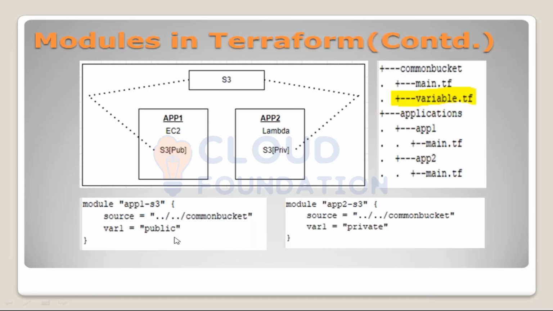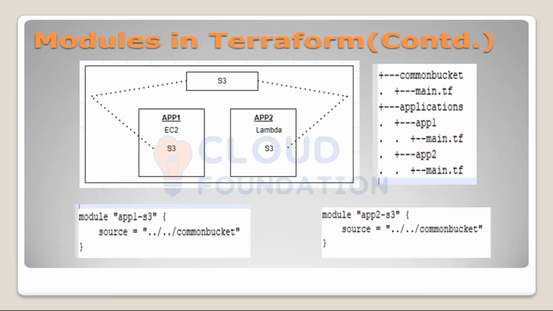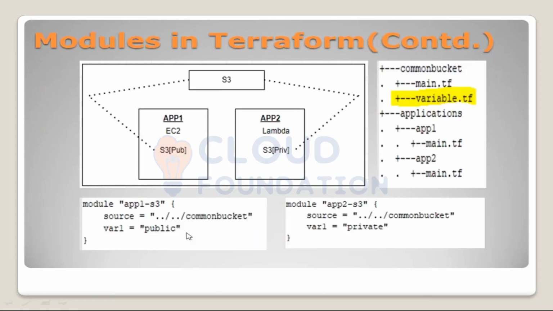Now how does the call of the module change? If you see in the previous slide, I showed you just call the module and provide the source. But here, when I call the module, I provide the source, and along with that, I'm passing one variable. The variable value is public when I'm calling it from app1, but when I'm calling from app2, the variable value is private.